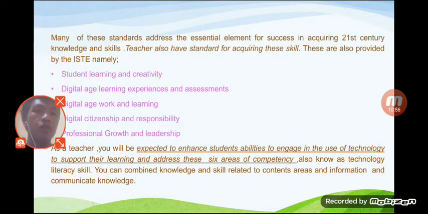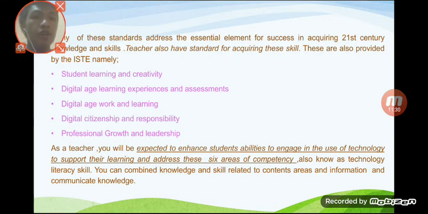And many of these standards address the essential elements for success in acquiring 21st century knowledge and skills. Teachers also have standards for acquiring these skills. So, hindi lang estudyante ang may standard, kundi ang teacher din. So, these are also provided by the ISTE. Kanina naman sa estudyante ay NETS. Dito naman sa ISTE. So, the first one is student learning and creativity.